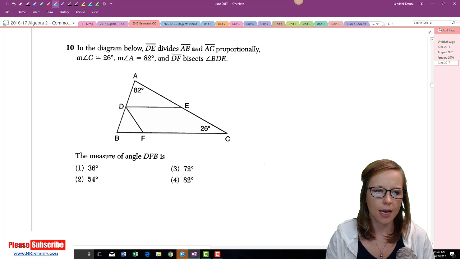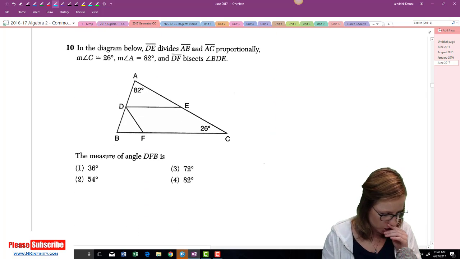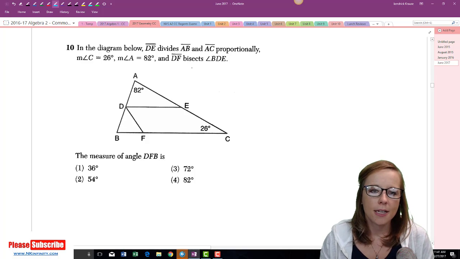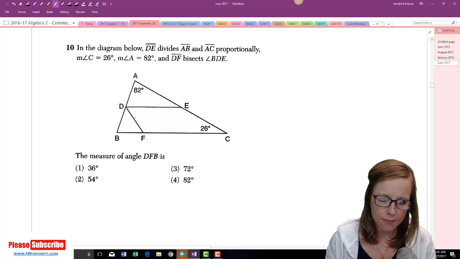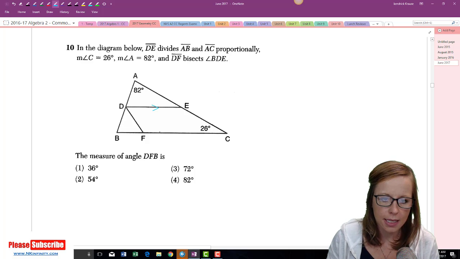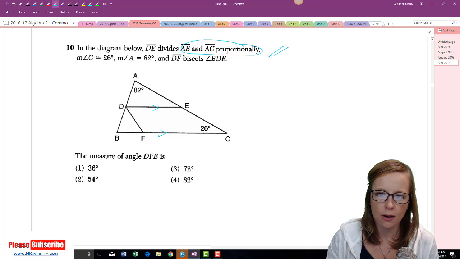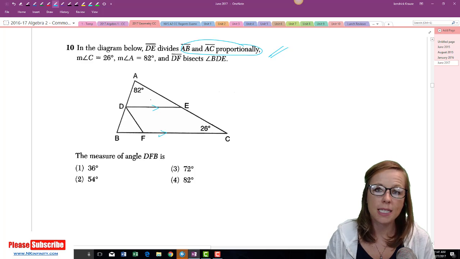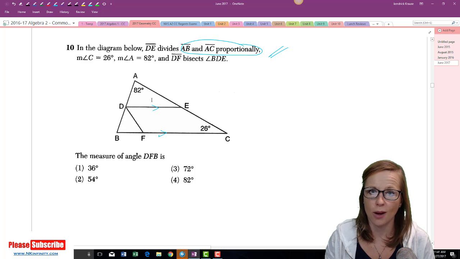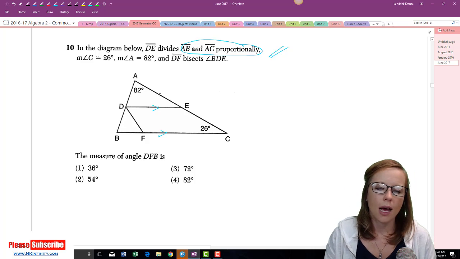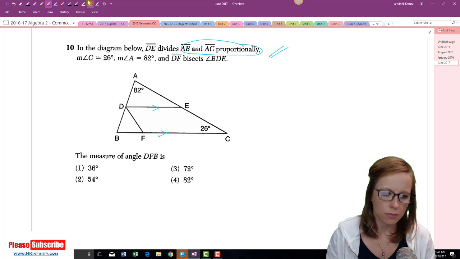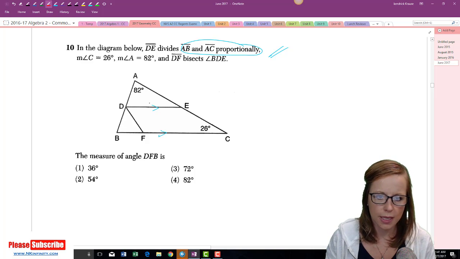Okay, number 10, a lot of things going on here. A very messy picture, but you've got it. DE divides AB and AC proportionally. Okay, got it. So that means that DE is parallel. So those are parallel, which means I can use parallel line angles, which is awesome. So I've got alternate interior, alternate exterior, corresponding. I'm missing one. Anyways, it says the measure of angle C is 26, got it. Angle A is 82, got it.